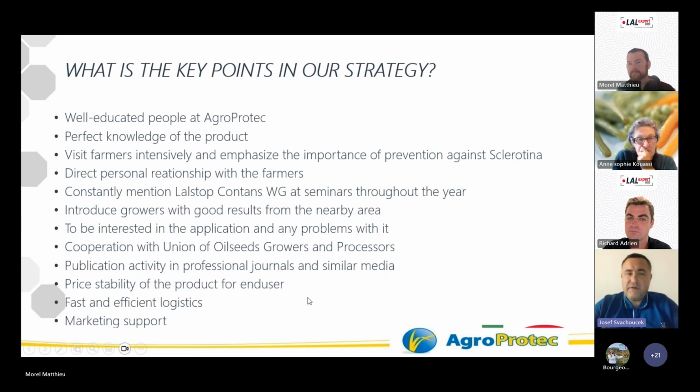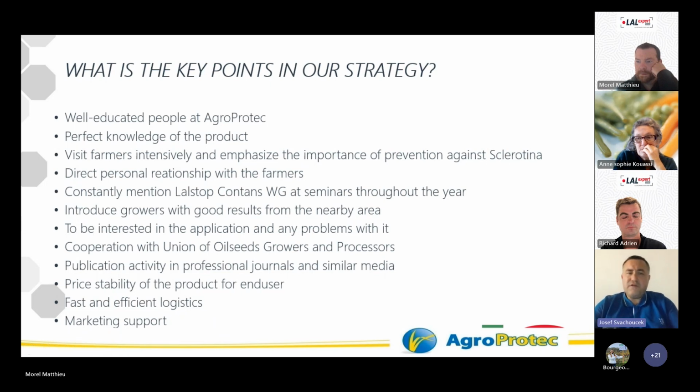Introduce growers with good results from the nearby area. Usually the neighboring farmers also have a problem with sclerotinia, so let them know about the good results with LALSTOP Contans, because when a farmer who used LALSTOP Contans has a healthy crop, it is the best advertisement. Cooperation: be interested in the application and any problem with it. Any problem must be solved quickly and to the satisfaction of the farmers.